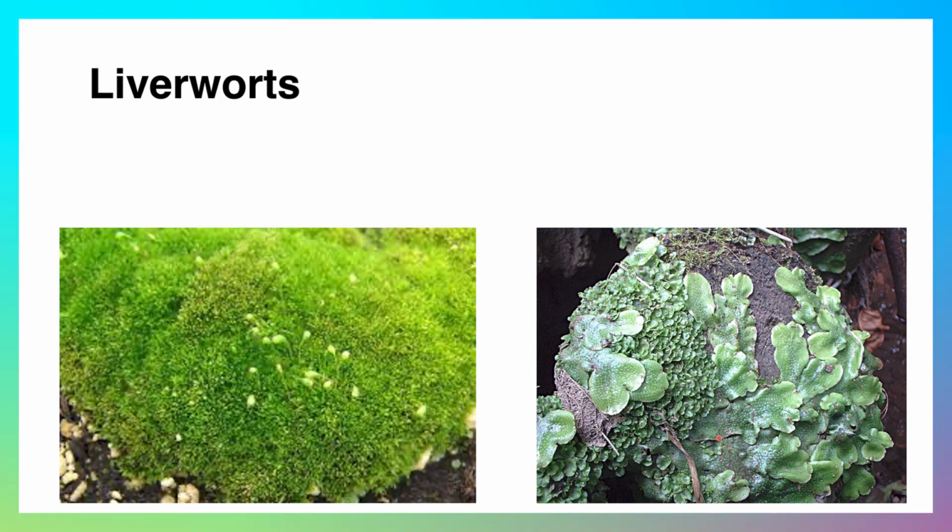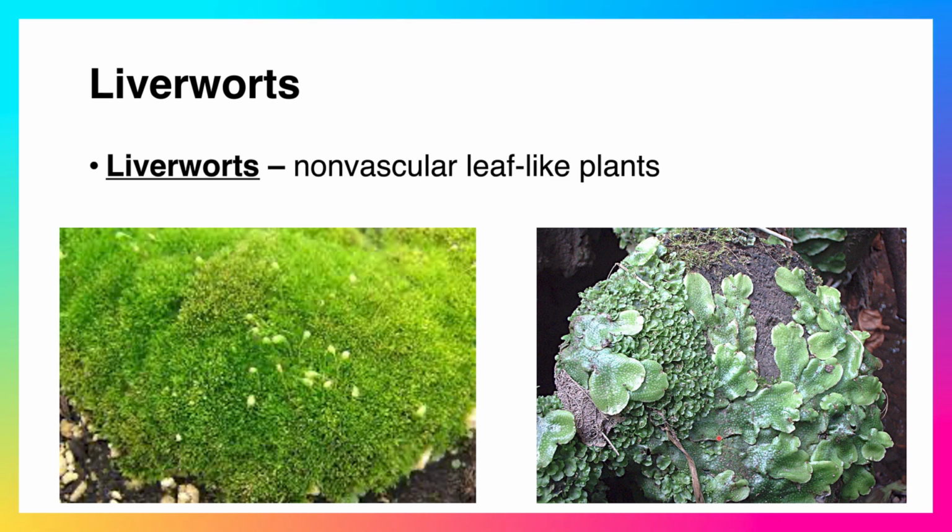Here are two examples of liverworts. A liverwort is a non-vascular leaf-like plant. Here's one liverwort here, and then this whole carpet of stuff here are liverworts. They also grow in moister places than mosses grow. Moisture is very important for the success of these plants.